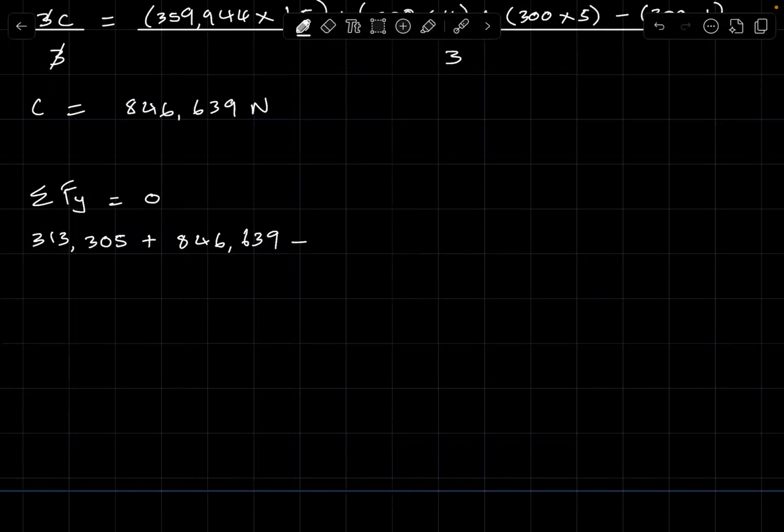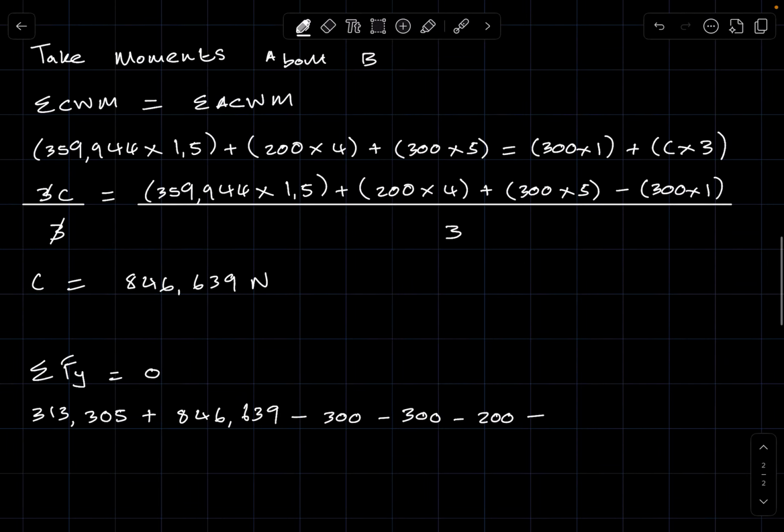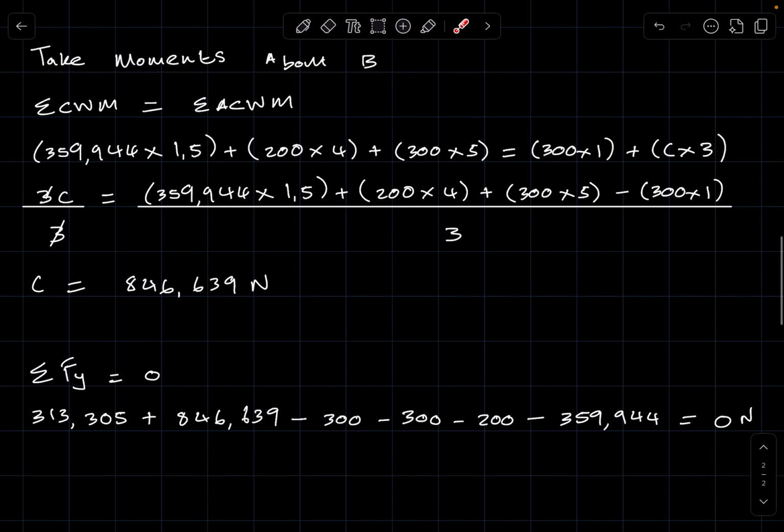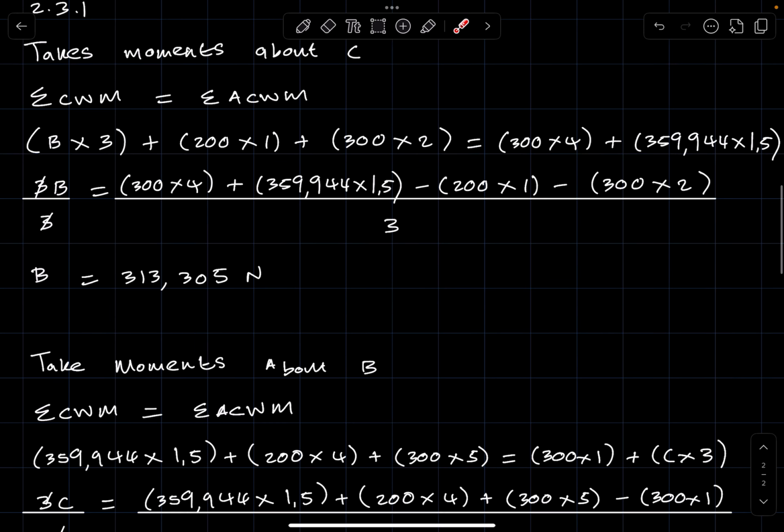And then you have the two 300 Newton point loads. So minus 300, minus 300. You have the 200 Newton point load, so minus 200. And then we have the weight component of the UDL, which is 359,944. Now if you sum this up, you will indeed get 0 newtons. Right, that is how you calculate reactions.